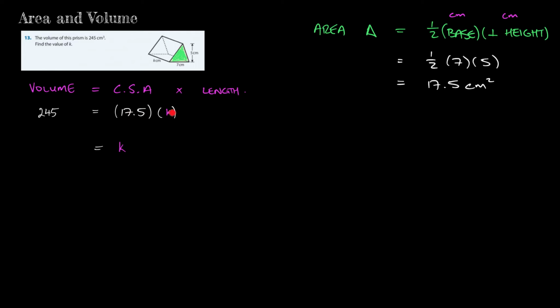If I want to get K by itself, I need to do the inverse operation, which is the opposite operation, and the opposite of times by 17.5 is to divide by 17.5. So if I divide the right-hand side by 17.5, I end up with K. But I need to do the same to the left-hand side, and divide 245 by 17.5. So 245 divided by 17.5 will give me an answer of K equals, not 1, sorry, 14.